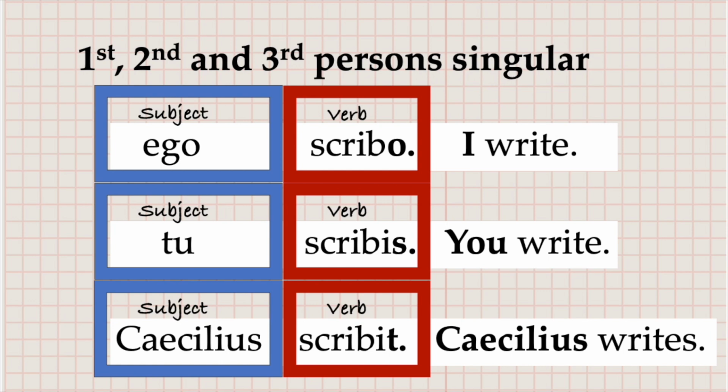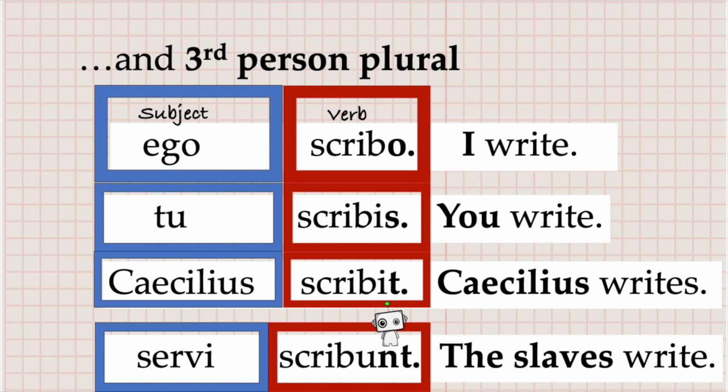Now these are all singular, so that means there's only one of me, and one of you, and one of Caecilius. Now we can add one more to this selection today by adding the third person plural. So that's the they version. In this case, we've got servi scribunt, the slaves write. Look at that nt ending very closely. So now we've got O, S, T, and nt as our third person plural ending. We need that nt ending when our subject, the slaves, are plural rather than singular.